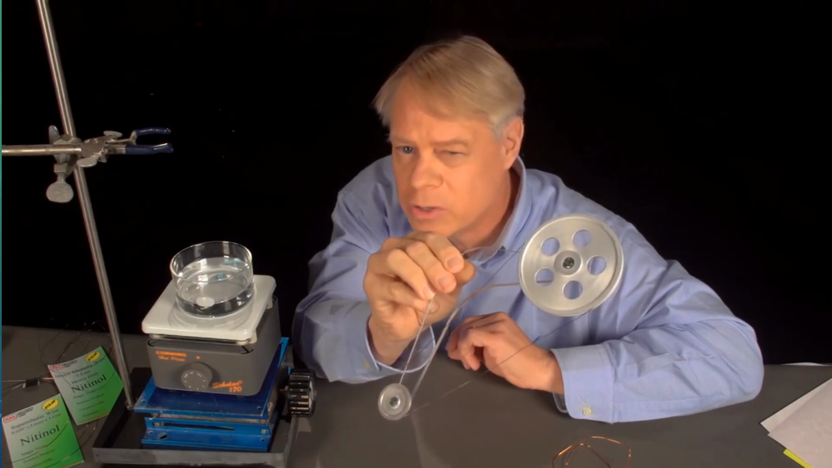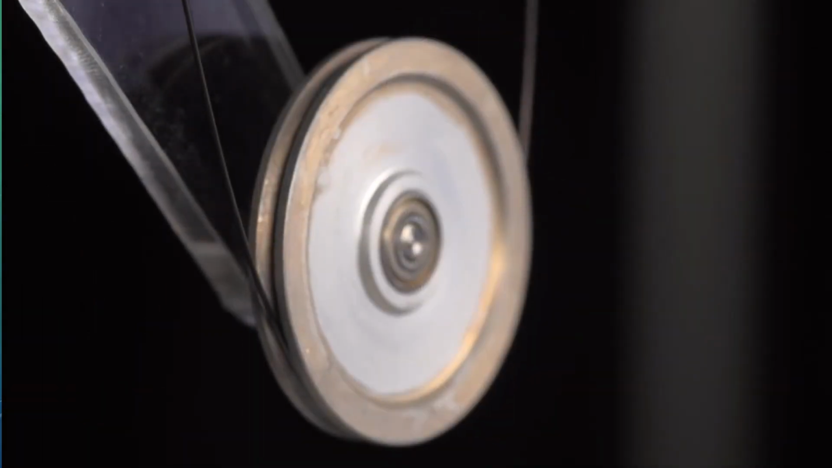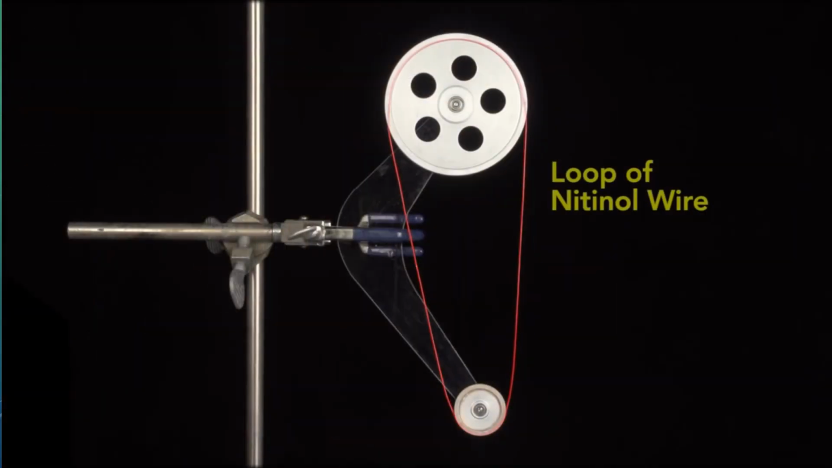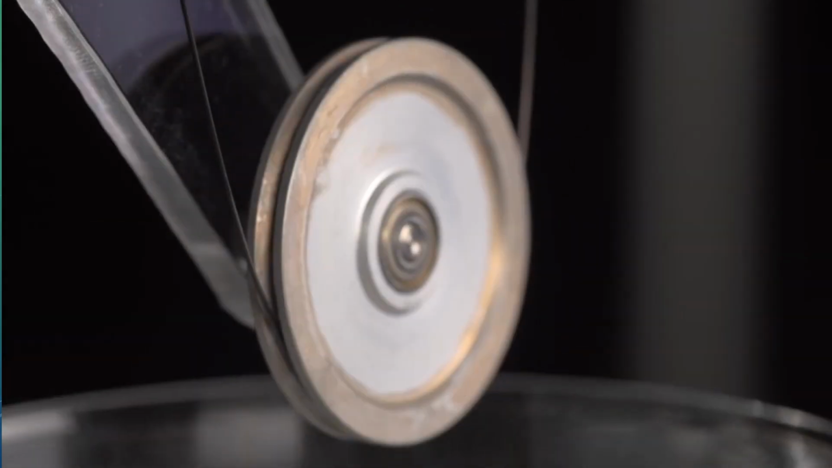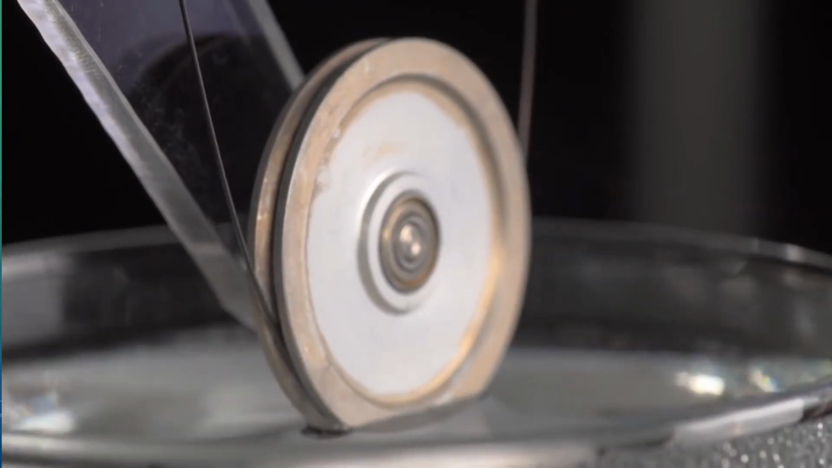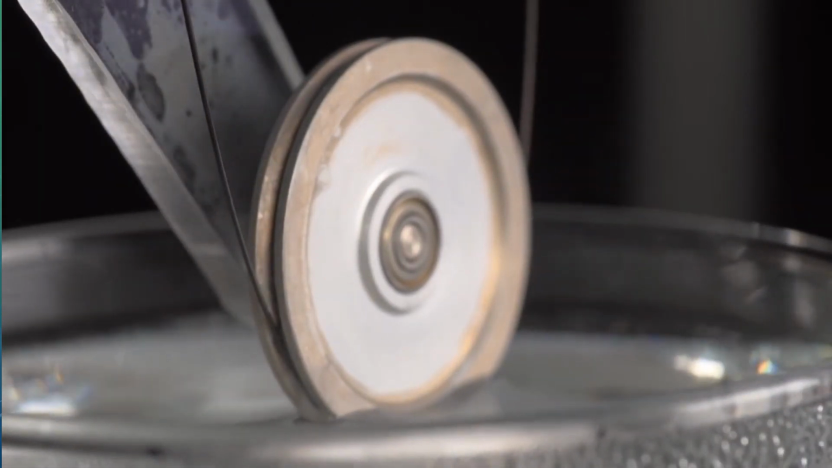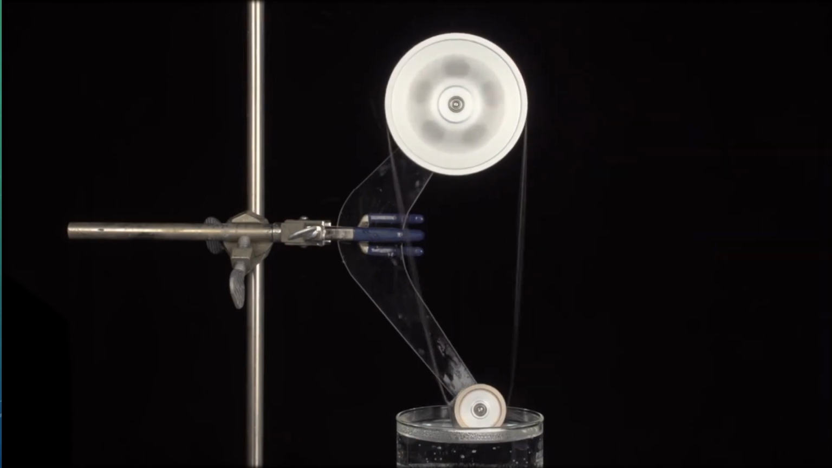For example, this device has fascinated me since childhood. It's a type of engine. Its construction is very simple, a large and small wheel, each grooved on their side, with a loop of nitinol wire that runs through the grooves and connects them. To make it run, I just contact the lower edge of the small bottom wheel with water, which I've heated to 75 degrees Celsius. Then spin the top wheel a bit, and the device then runs on its own.